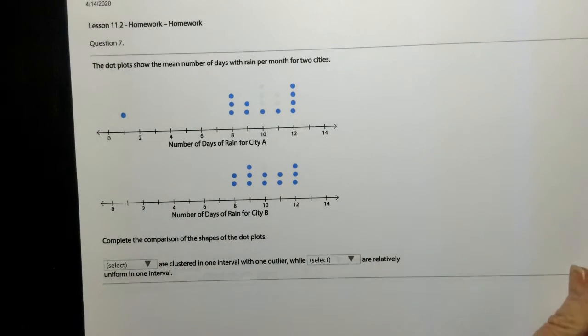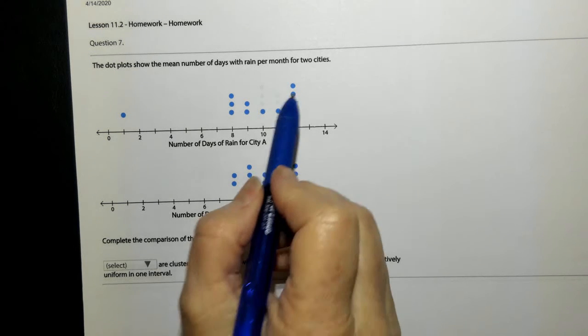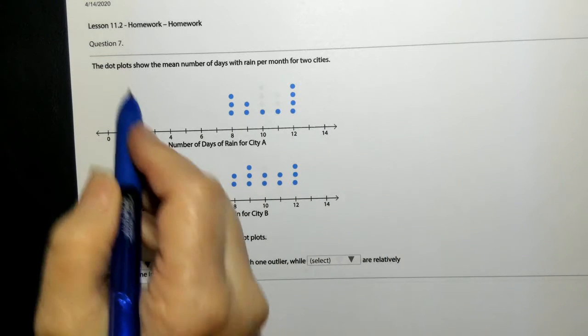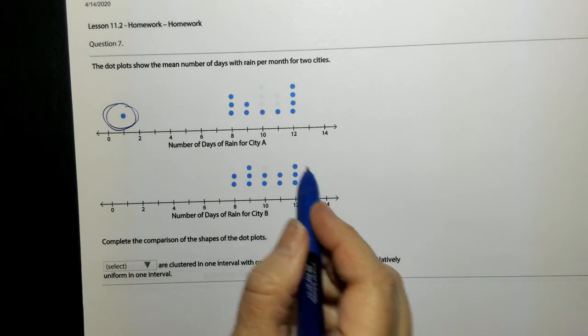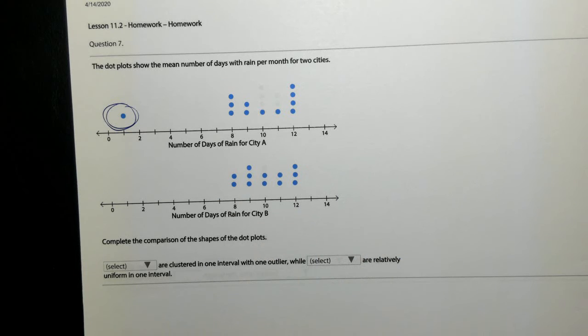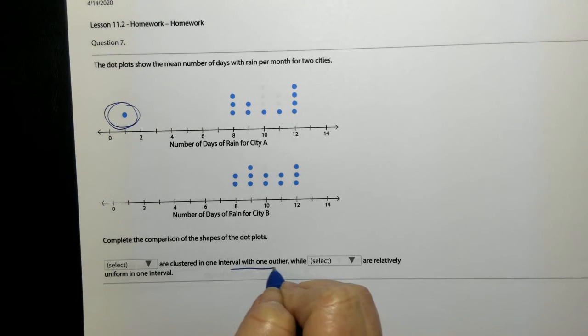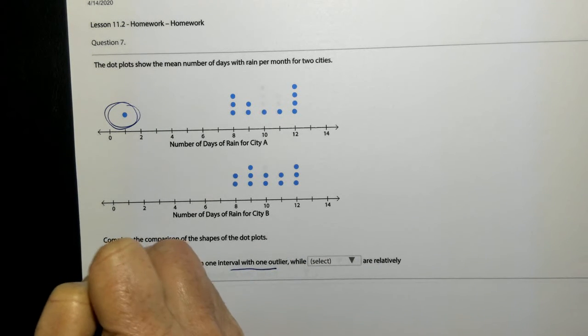Let's look at some other charts, graphs. Now let's look at these before we answer any questions. What do we notice about City A? Well, they have a nice cluster here, but they have this strange data point out by 1. City B, on the other hand, has no outliers, and things are relatively clustered. So the question is, which one is clustered in one interval with one outlier? That would be City A.